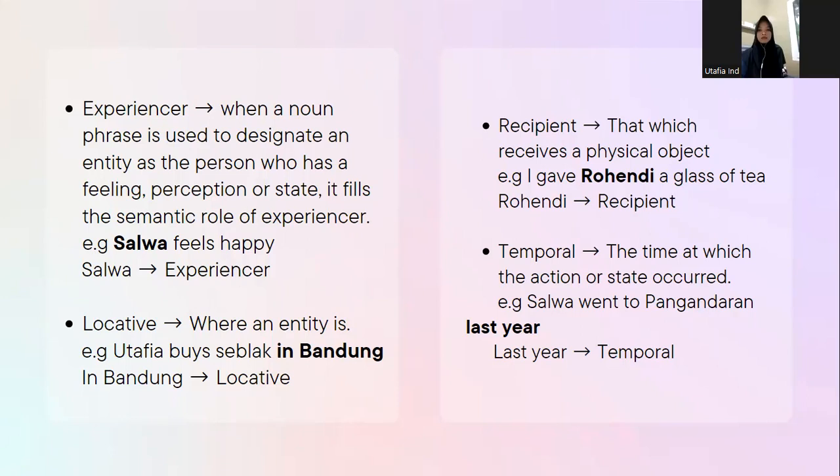And the next is locative. What is it? When entities are on the table, in the room, or wherever, if we talk about this entity, it is the location. For example, Utafia buys a book in Bandung. In Bandung, here, is locative.